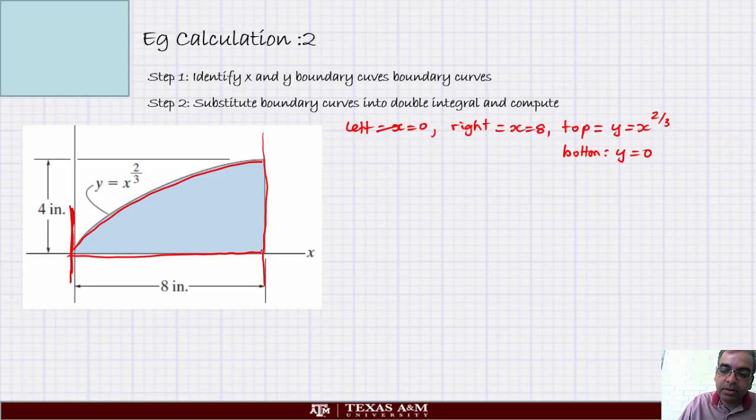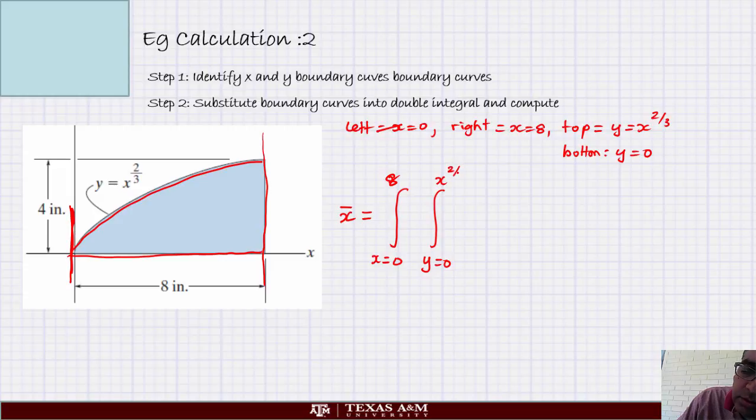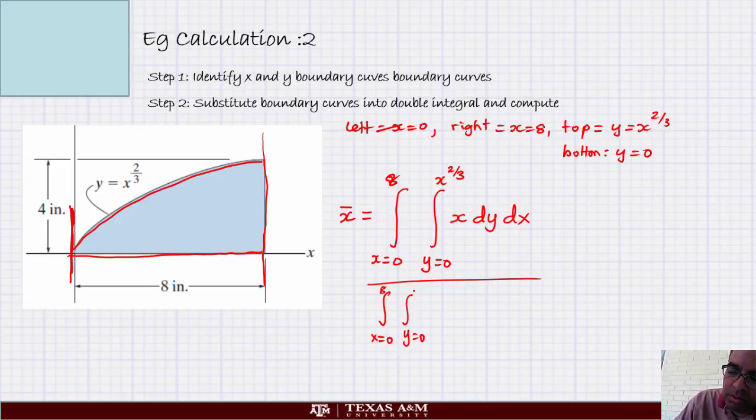Once I have this, the value for x bar is given by integral x equal to 0 to 8, integral y equal to 0 (the bottom) to x to the 2/3 (the top) of x dy dx, divided by integral x equal to 0 to 8, integral y equal to 0 to x to the 2/3 of dy dx. Can you see? Top, bottom, left, right, dy dx.